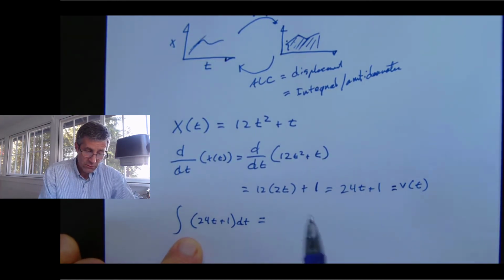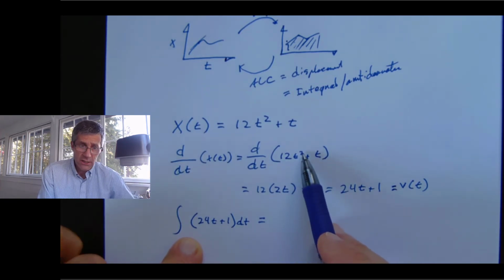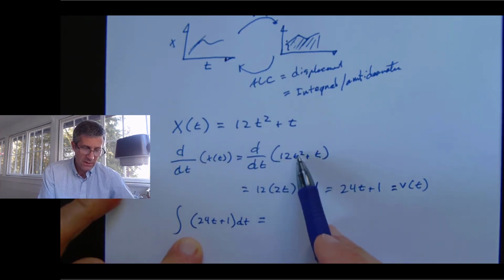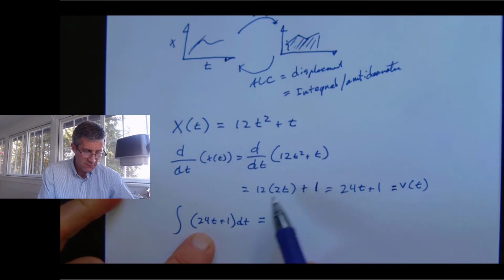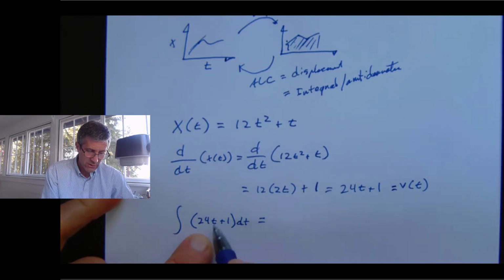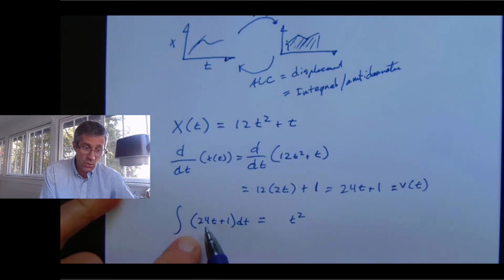Notice I'm going to do the reverse. So I'm going to do the reverse thought process here. Here, I took the exponent and multiplied it, and then subtracted 1. So now I'm going to add 1 to this exponent, and then divide by that. I'm going to add 1 to the exponent, so I'll get t squared. I'm going to divide all of this by 2 to get back to 12.